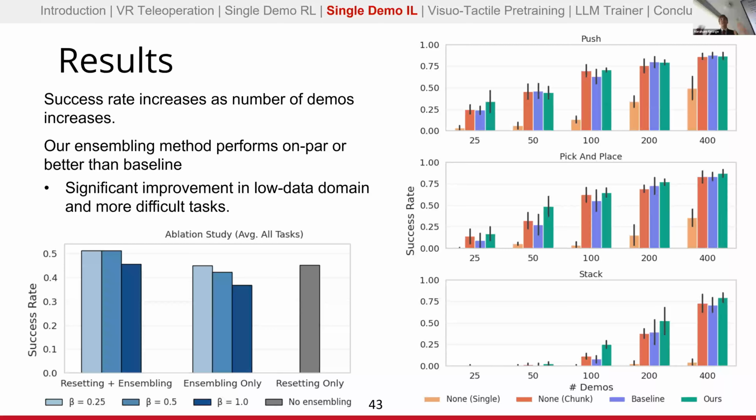No ensembling, where we just execute a full chunk of actions, and then none, where we do a single demonstration. So no ensembling, and we just execute the next generated action. And here we can see that just executing the very next action every time step performs by far the worst. But our method outperforms or performs roughly the same as both of the baselines.